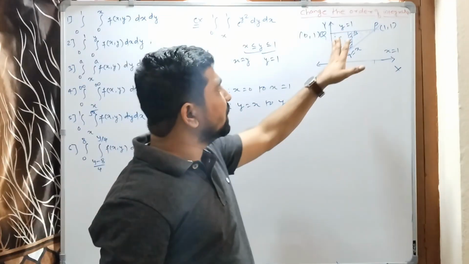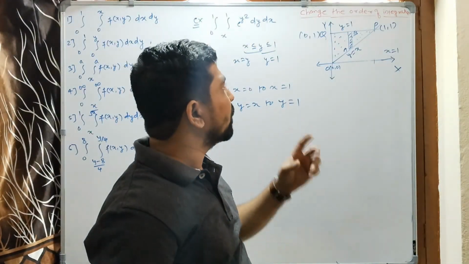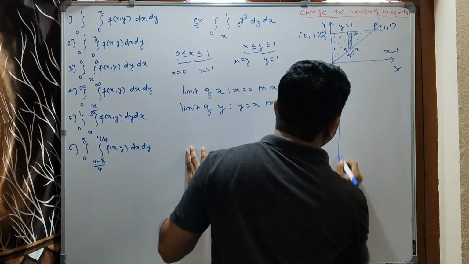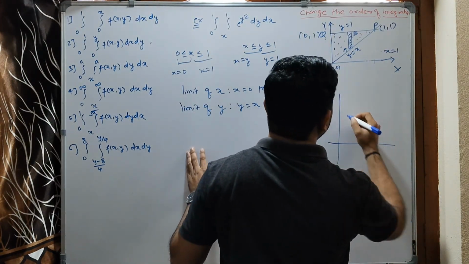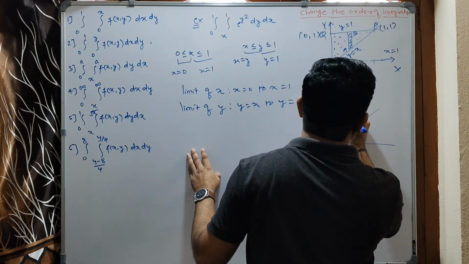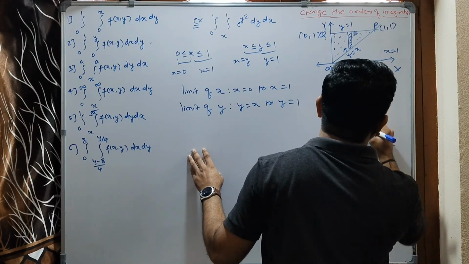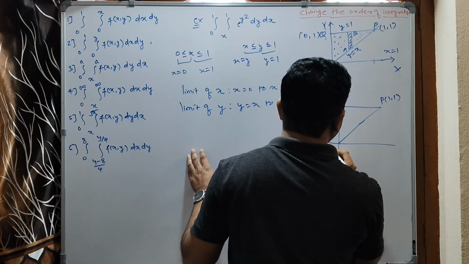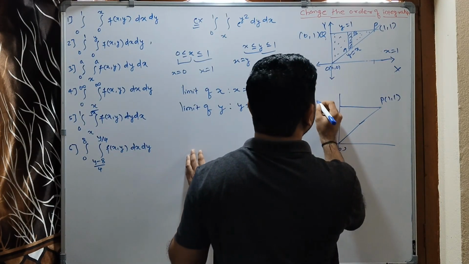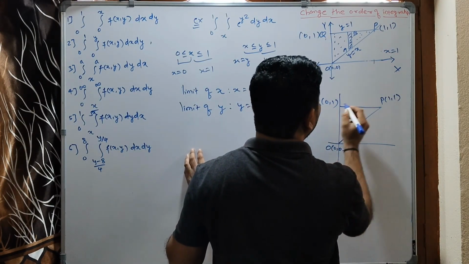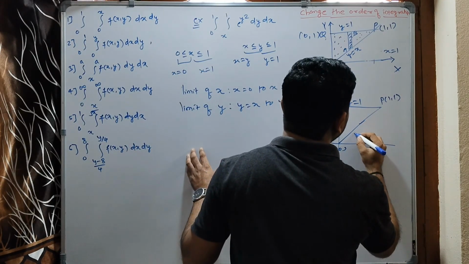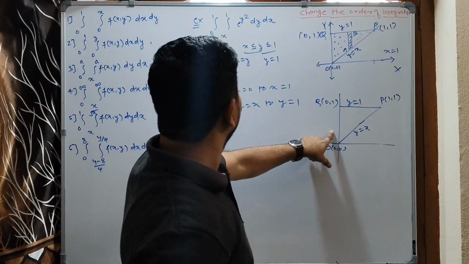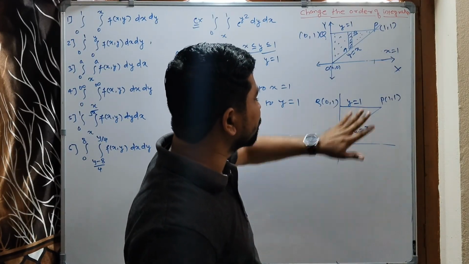Now with this same region I want to change the order from dy dx to dx dy. So here I want to change the order. Here the region is the same. Let's say P has coordinates (1, 1), this is the origin with coordinates (0, 0), and this is Q with coordinates (0, 1). This is my line y equals 1, this is my line y equals x, and this is the line where x equals 0. So here my region is this one.